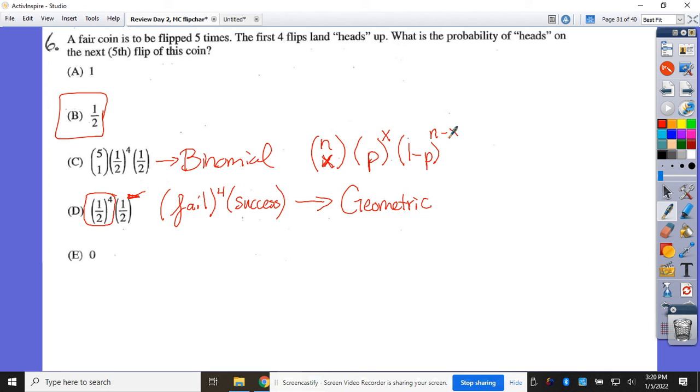Wait, you said A was I got. A was just saying that it was heads, or saying you got heads. I want to write that down or take a picture. Or should we just keep it? Yeah.